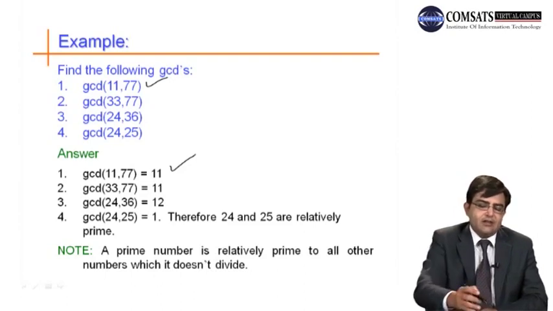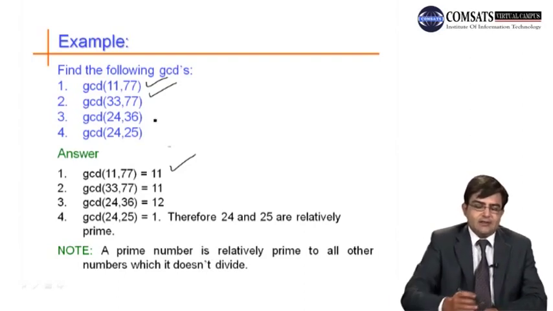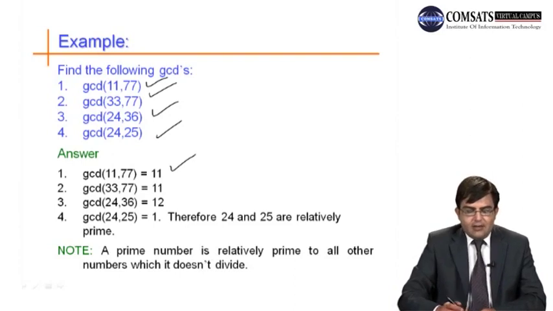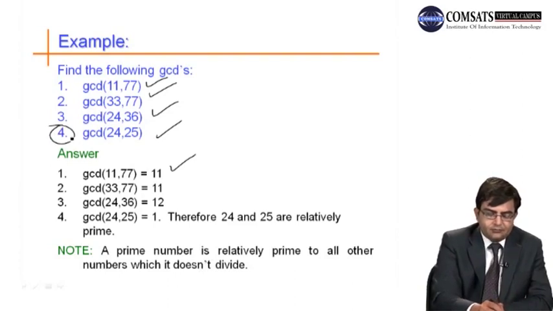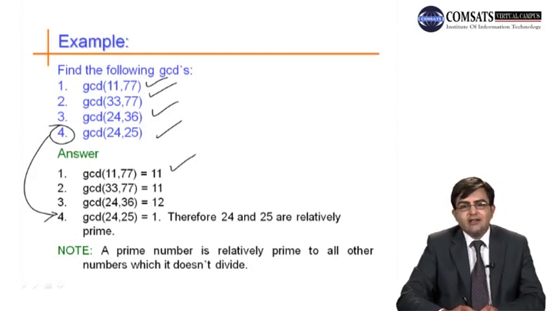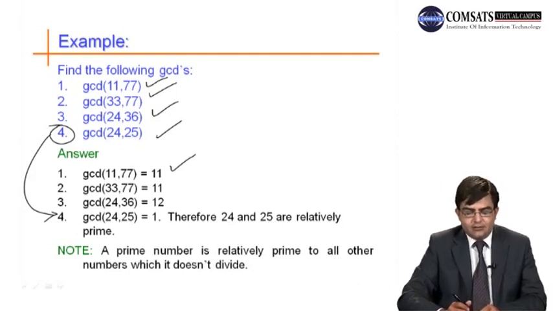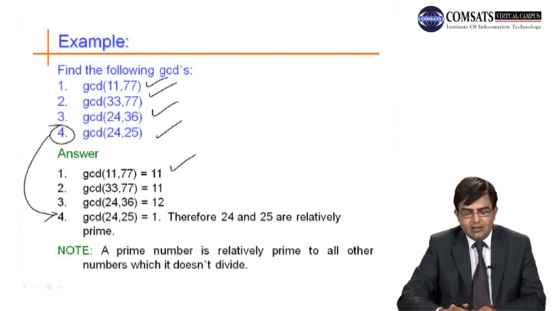And what is the greatest common divisor, or the highest common factor, between 33 and 77? It is basically 11. Similarly, between 24 and 36, and 24 and 25. Here you can see that in the fourth part, the GCD of 24 and 25 is 1. It means there is no other number which is a common factor of 24 and 25. So the highest common factor or greatest common divisor of 24 and 25 is 1.